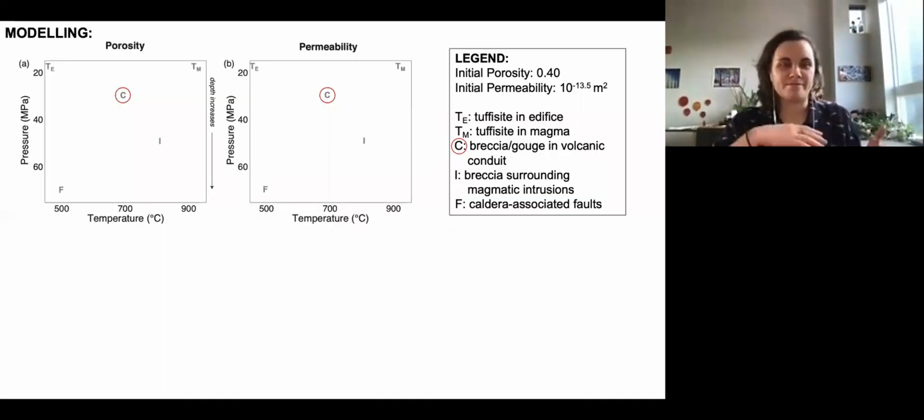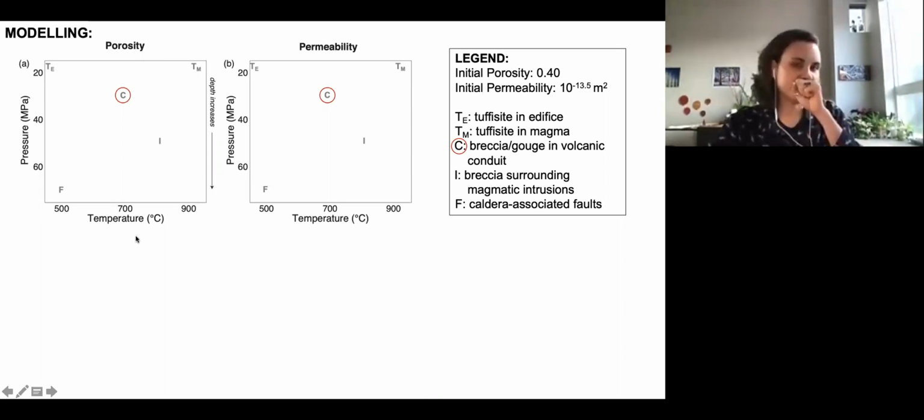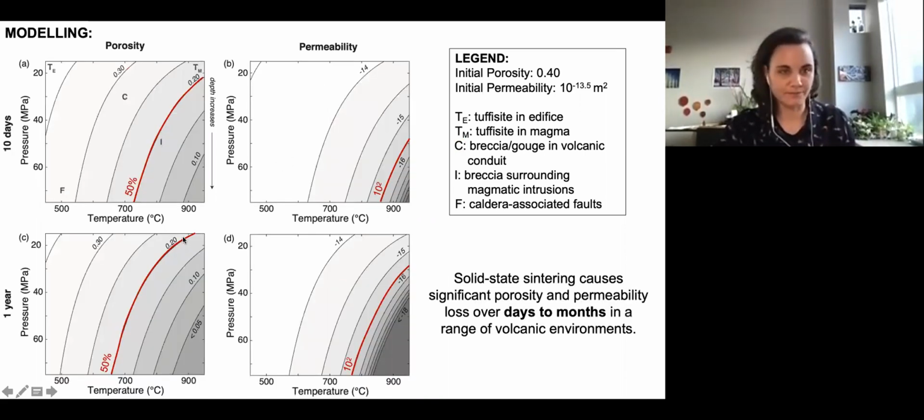So I have here a little bit of the modeling that I've done. I have a field showing a range of pressures. Note that pressure is increasing downwards, mimicking depth increase, and temperature. And I have marked on here a few different symbols indicating specific volcanic environments, including the shear zones that I was describing earlier. And what I can do with my model then is contour this for porosity and permeability loss respectively as a function of time. So I have here the expected porosity loss and permeability loss after 10 days in the top row and after 1 year in the bottom row.